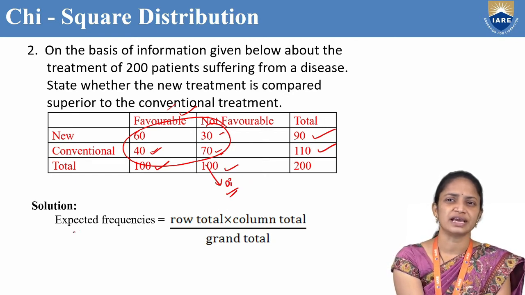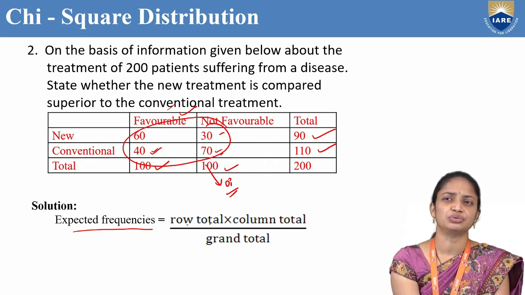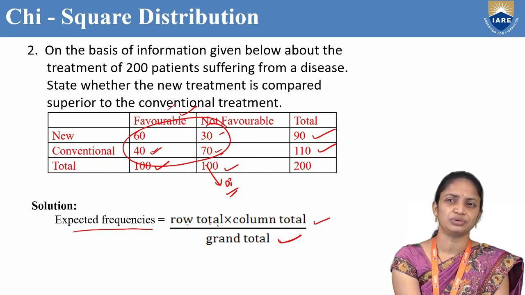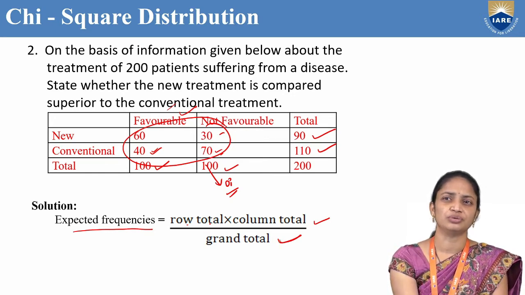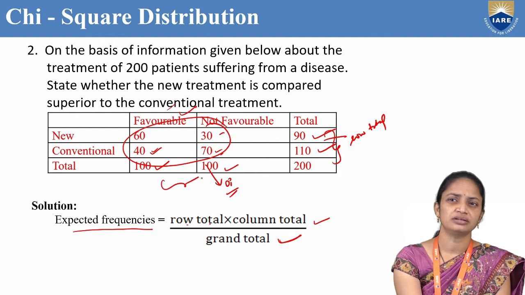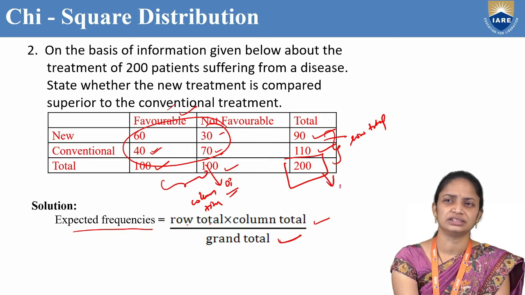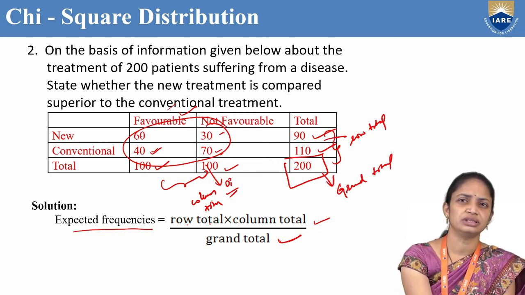So how do we find the expected frequencies? We have a formula: row total into column total divided by grand total. So these two are row totals, these two are column totals, and the grand total is this one, 200.